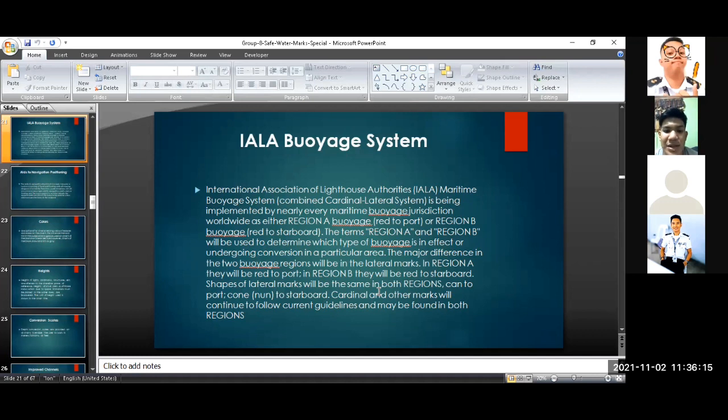The major difference in the two buoyage regions will be the lateral marks. In Region A, they will be red to port. In Region B, they will be red to starboard. Shapes of lateral marks will be the same in both regions: can to port, cone to starboard. Cardinal and other marks continue to follow current guidelines and may be found in both regions. Next slide, please.